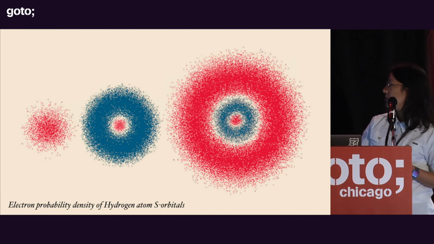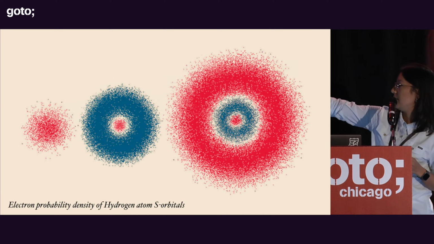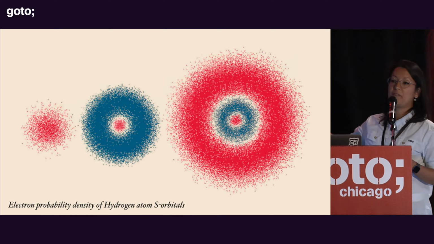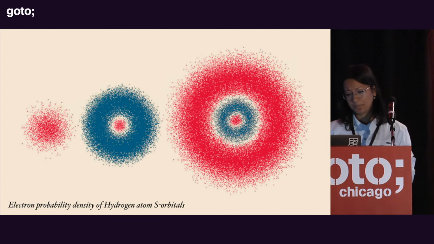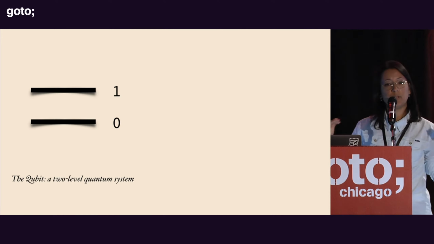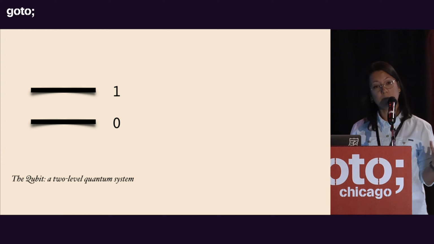Very important also to note is that on these nodes, where you actually see there's no color, you will never find an electron there. So this ladder is exactly what we use to create a qubit or a quantum bit.